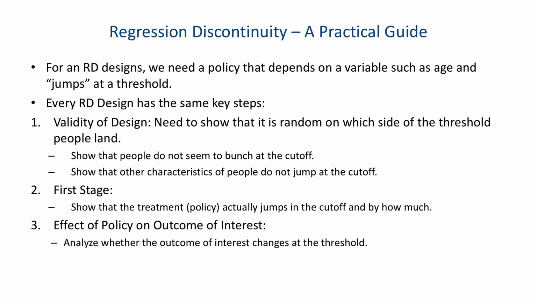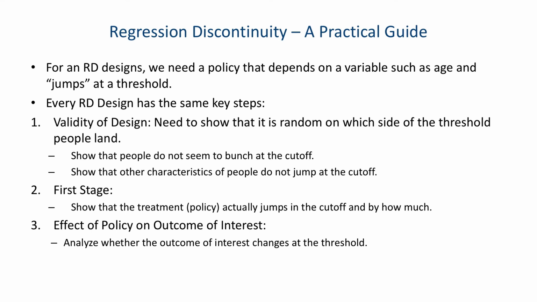First, we want to test the validity of the design. We need to show that it is random on which side of the threshold people land. For this, we do two tests. We show that people do not seem to bunch at the cutoff, or that there does not seem to be a jump in the density at the cutoff. And the second test is we show that other characteristics of people do not jump at the cutoff.